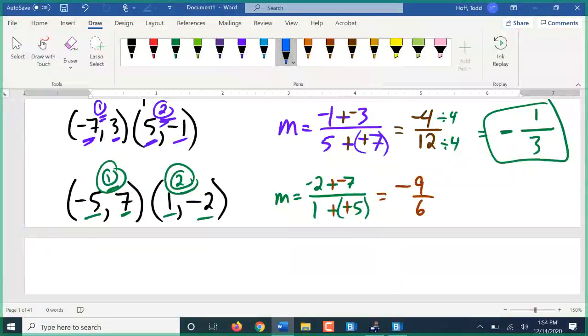Now once again, I'm going to put the negative out front. Both the 9 and 6 can divide by 3. 9 divided by 3 is 3, 6 divided by 3 is 2. And I leave it like that. Remember, I do not change it into a mixed number because it is a slope. It's a rise over a run. I have to keep it as those two numbers. I cannot convert it into a mixed number, then it's no longer in the form of a slope.